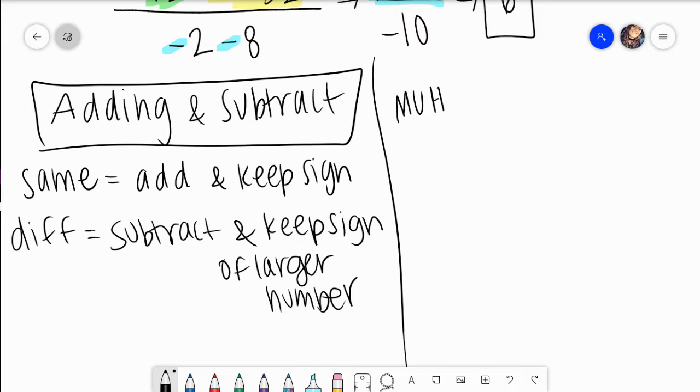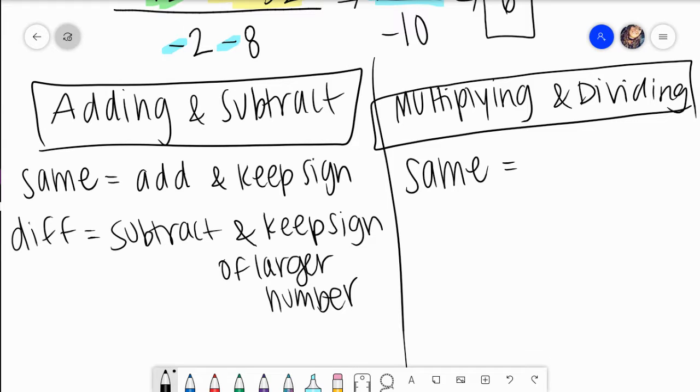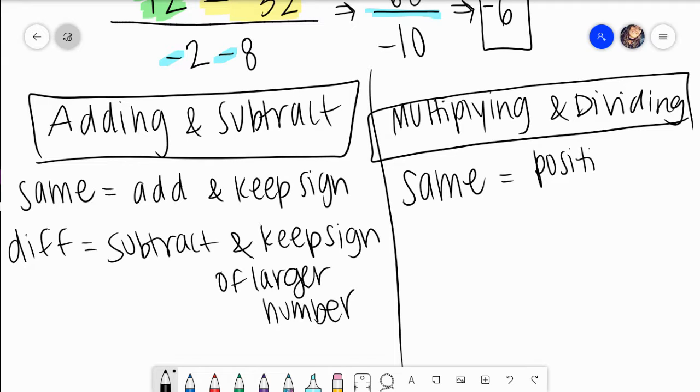Now with multiplying and dividing, what we do is if you're multiplying two numbers together and they have the same sign, then our product would be positive. If you're dividing and they have the same sign, our quotient is positive. So if same sign, then we get positive. So an example of that is negative times a negative equals positive, and a positive times a positive equals a positive. Those are the same signs multiplying, you get a positive.